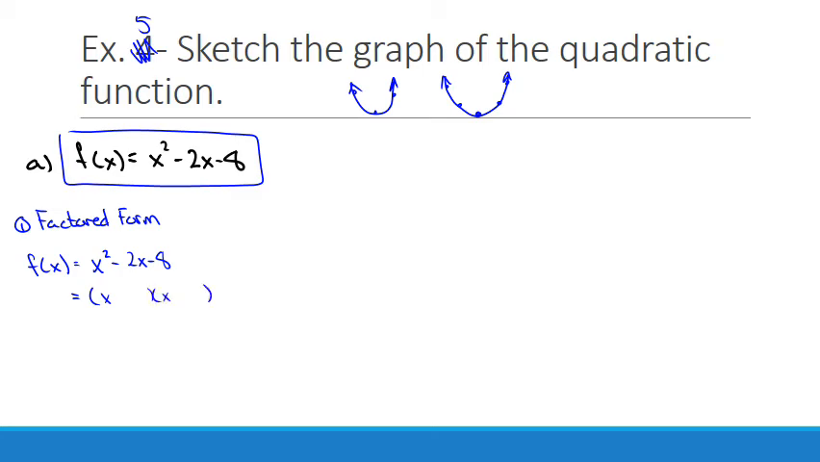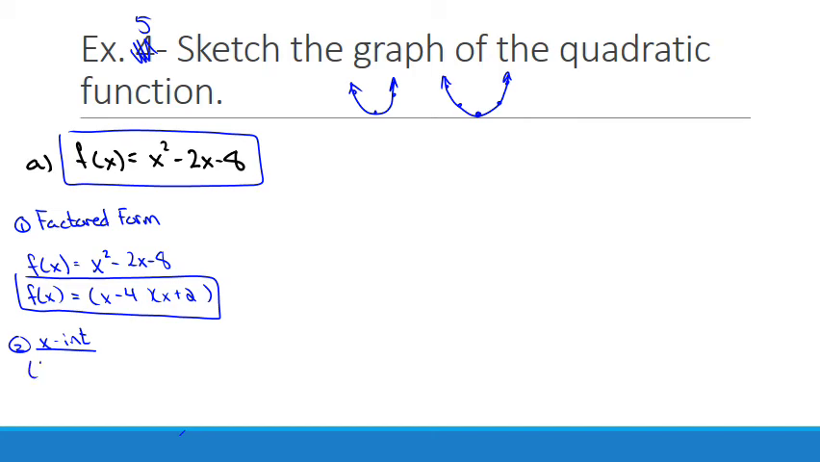Let you think about that. -4 and +2. So now I have my factored form, and now I can actually determine my x-intercepts. I'd have (4, 0) and (-2, 0). Again, always the opposite of what it looks like in those brackets. We've talked about that a couple times. So now I have 2 of the points.